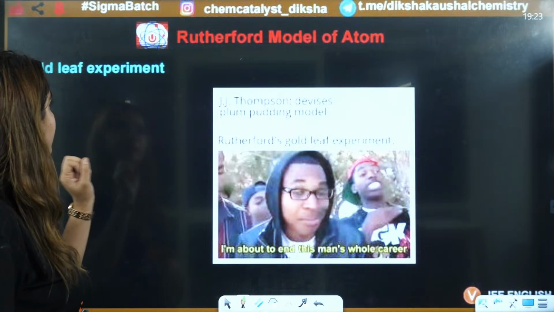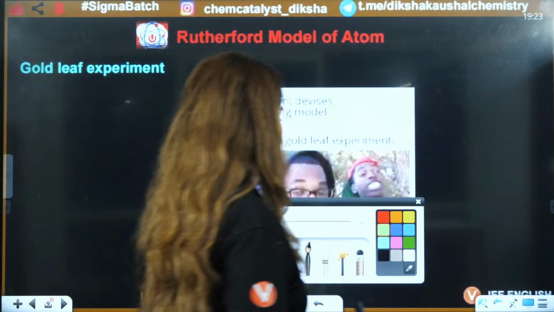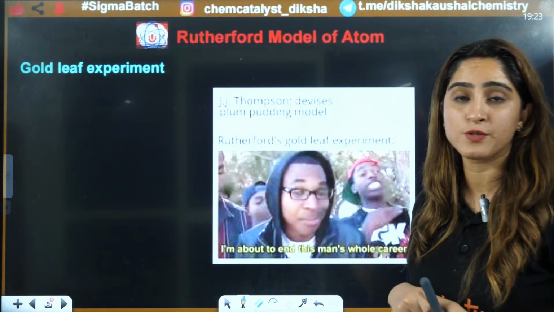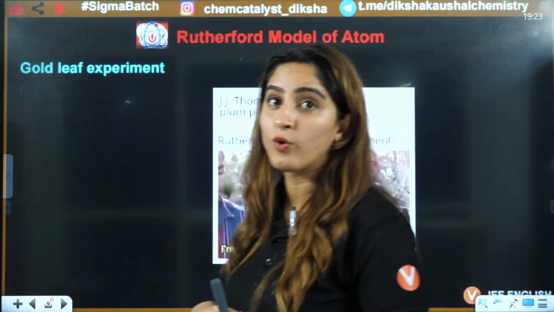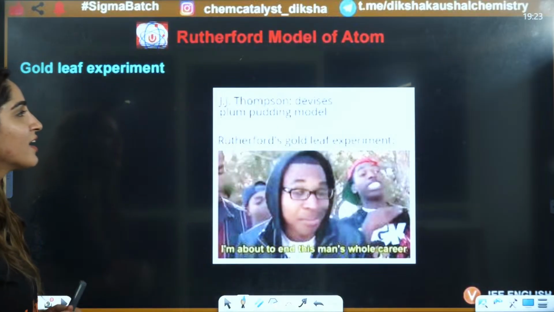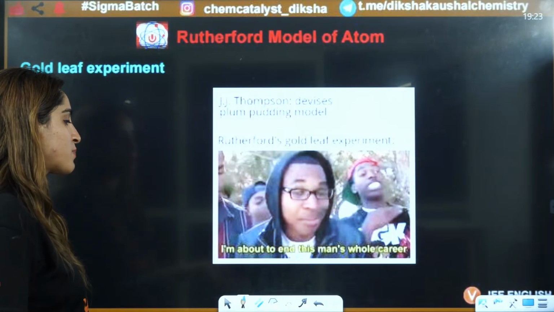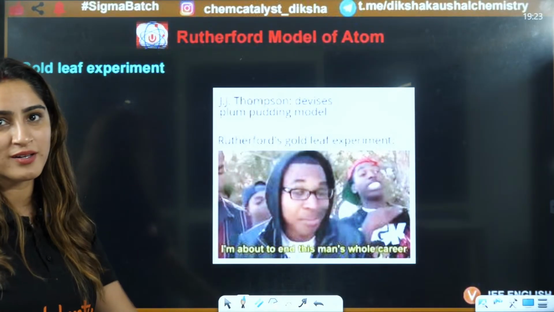Now let us see the Rutherford model, that is the gold leaf experiment. He used gold. Gold is so expensive, still he used that. So J.J. Thomson devises the plum pudding model and Rutherford the gold leaf experiment. I am about to end a man's whole career.